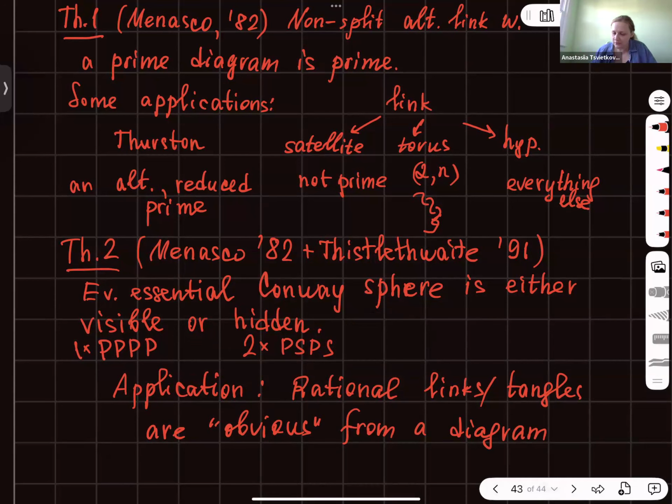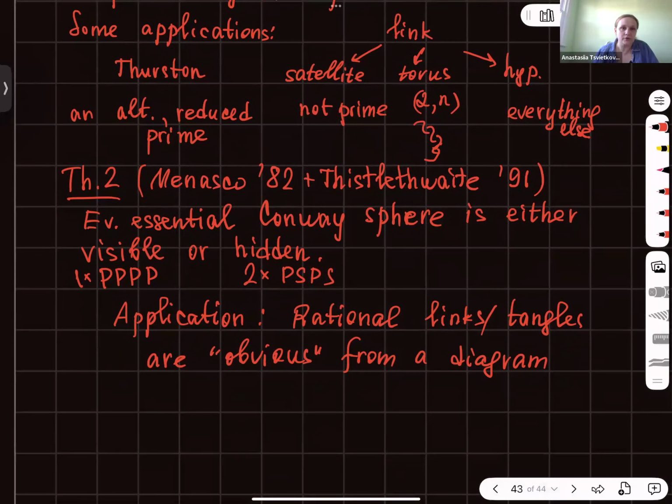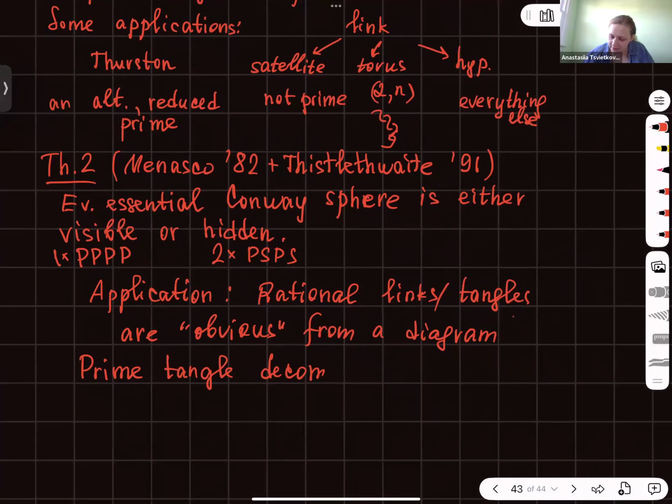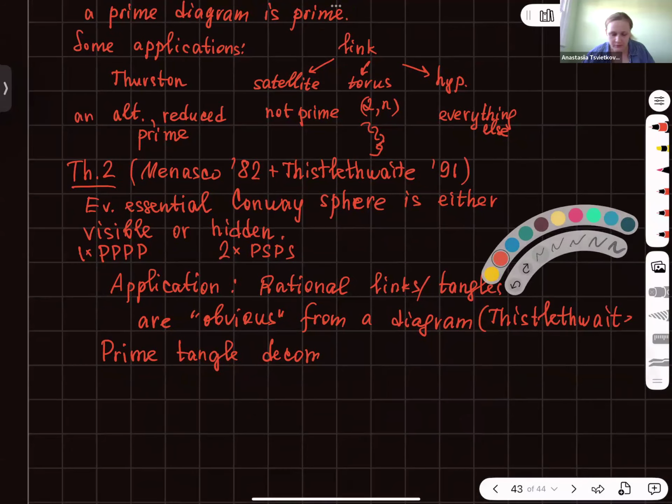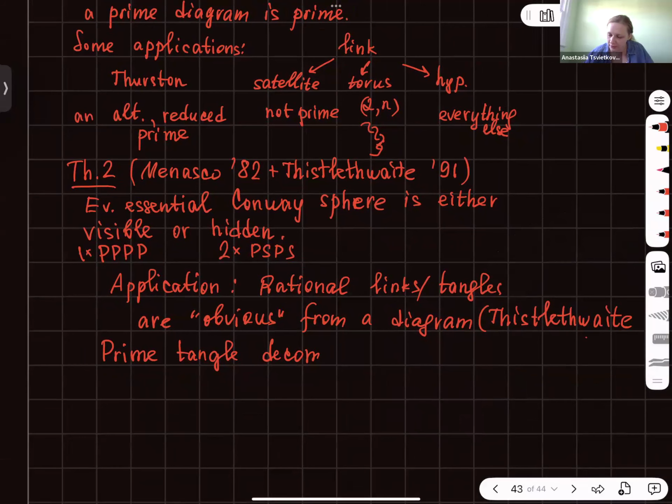And also an application that we worked on later was that you can also see that prime tangle decomposition is kind of obvious. And by the way, this was, I should say, about rational tangles, this was work of Tsvietkova. I think it goes to also 91. And then prime tangle decomposition.